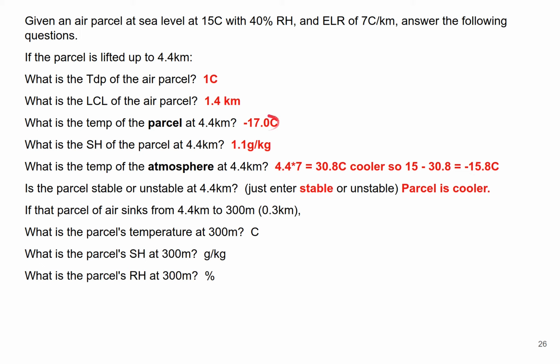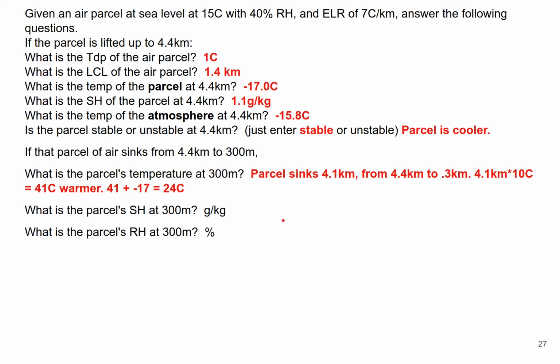So the atmosphere is negative 15.8. The parcel is negative 17. The parcel is cooler, so the parcel is stable. It's not going to rise anymore. The parcel is colder than the air around it. If the parcel sinks from 4.4 kilometers down to 0.3 kilometers, it'll heat up by 10 degrees per kilometer. So 4.4 to 0.3 is 4.1 kilometers of sinking times 10 degrees of heating is 41 degrees warmer. 41 degrees warmer than negative 17 is 24 Celsius.